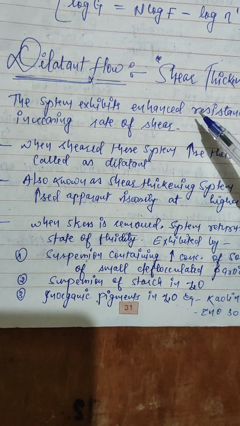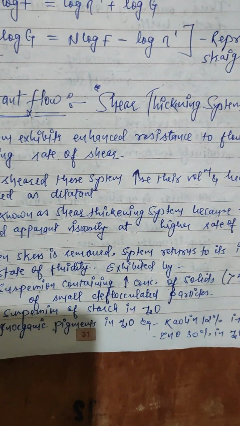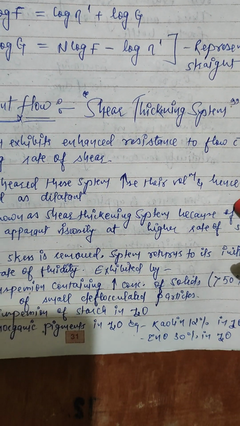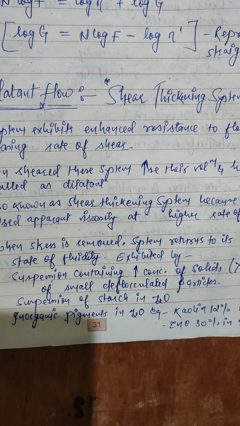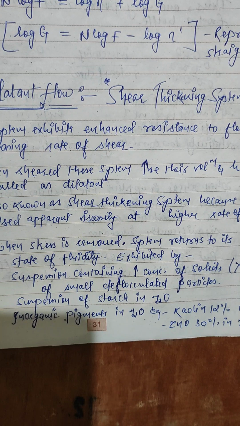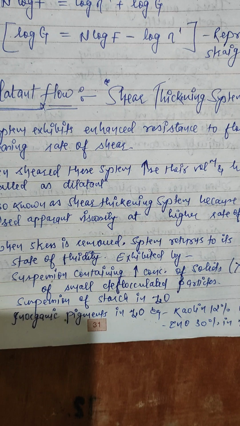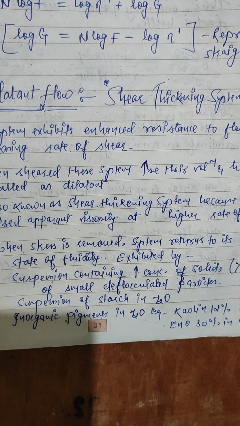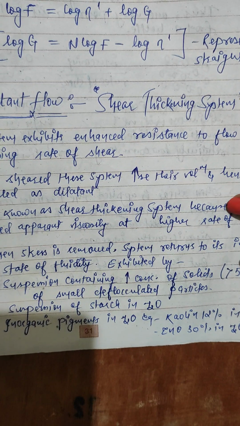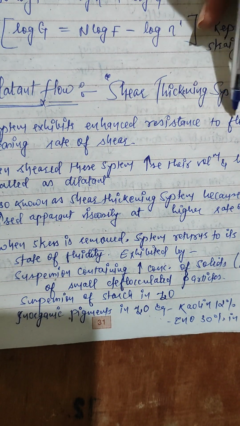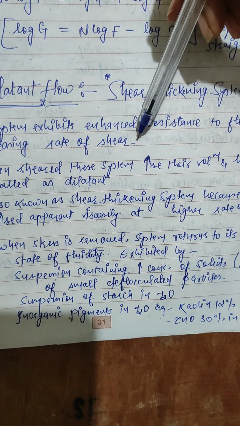Dilatant flow is also known as shear thickening system. Why is it called a shear thickening system? Because once a certain amount of force is applied on it, the fluid becomes thick after a certain time period. The system exhibits enhanced resistance to flow with increasing rate of shear.